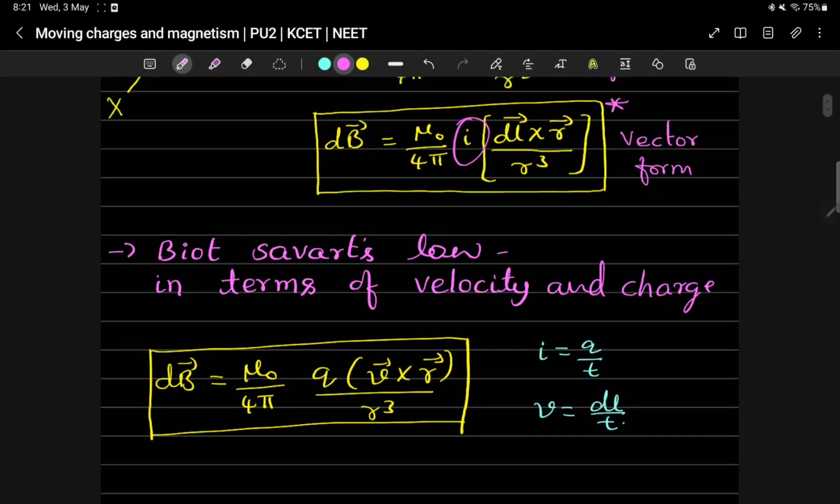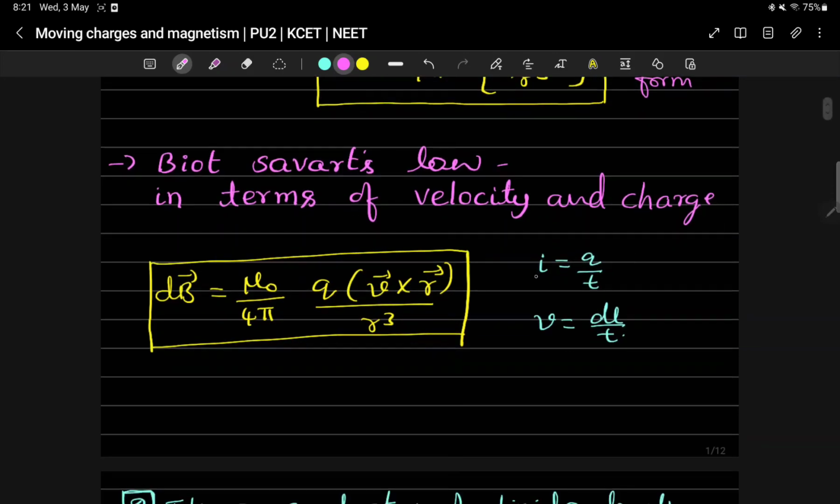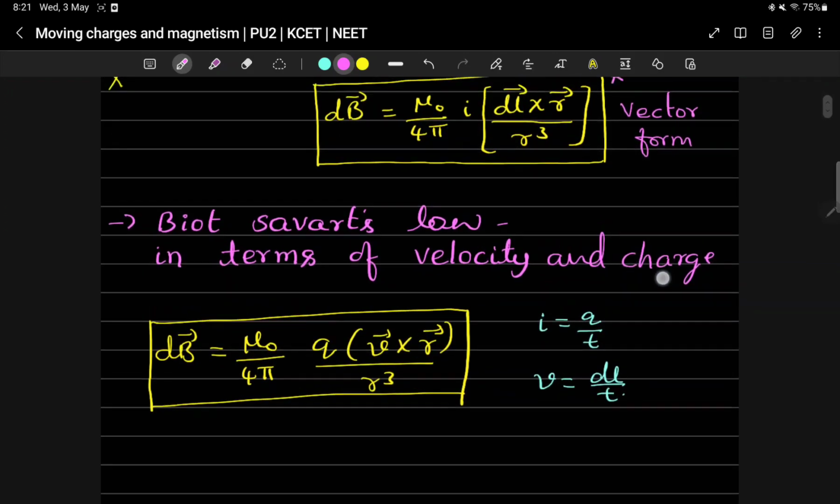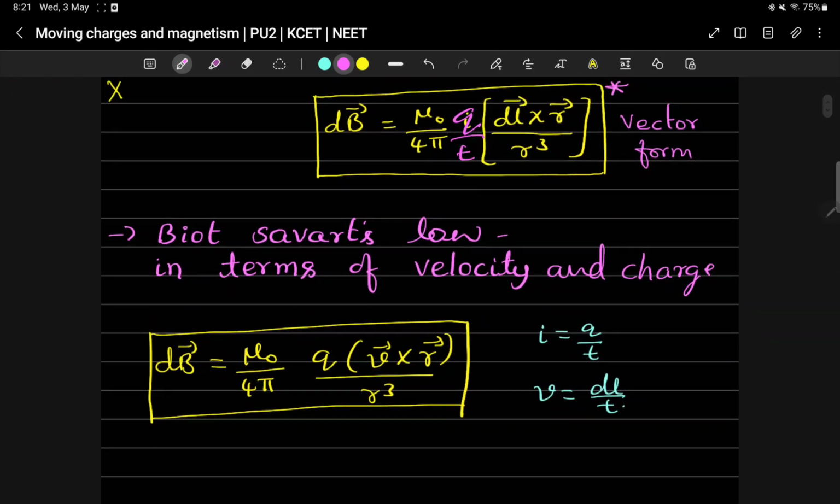Dear students, we have already studied what is current. Current is the net flow of charge, so we can write I is equal to Q by T. Here if you substitute I is equal to Q by T, Q will be there as it is, and distance divided by time taken, that we can write as velocity. So the distance traveled by the charge per given time is velocity.